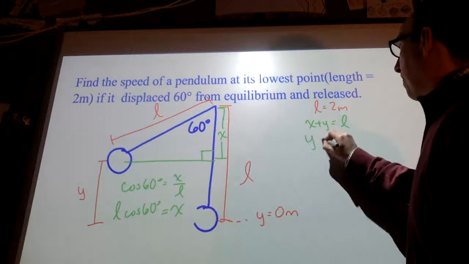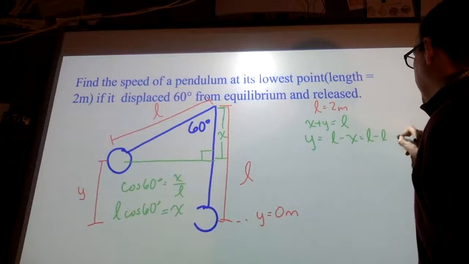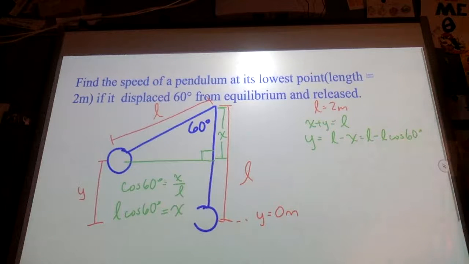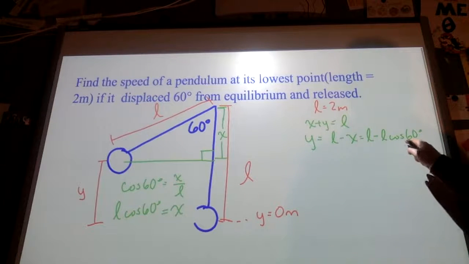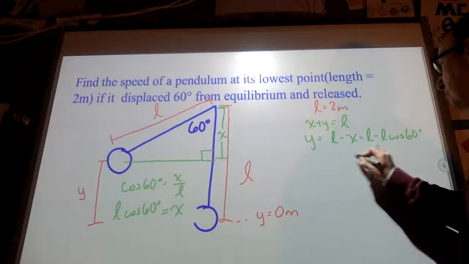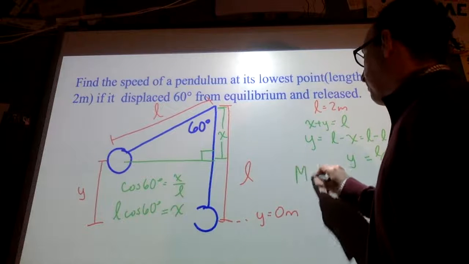So y is going to be L minus x, which is going to be L minus L cosine 60. This is always what your height is in these problems, L minus L cosine 60. Cosine 60 is nice because it's 1/2, so I have L minus L over 2, which is L over 2. All right, then I'm going to conserve energy.